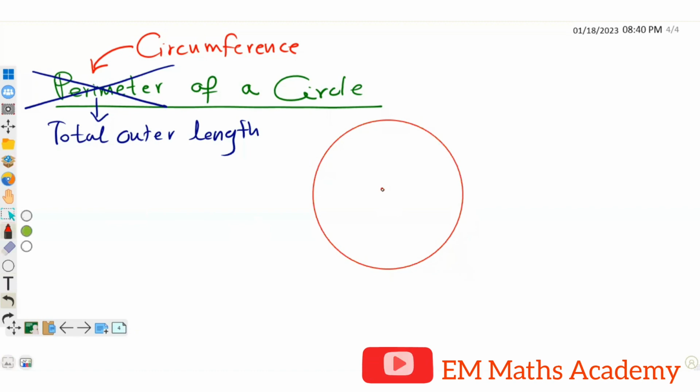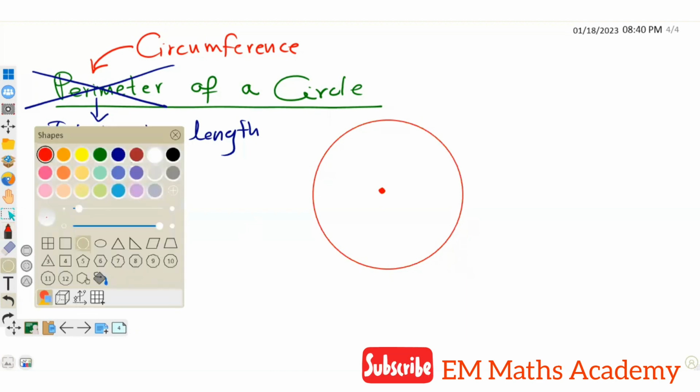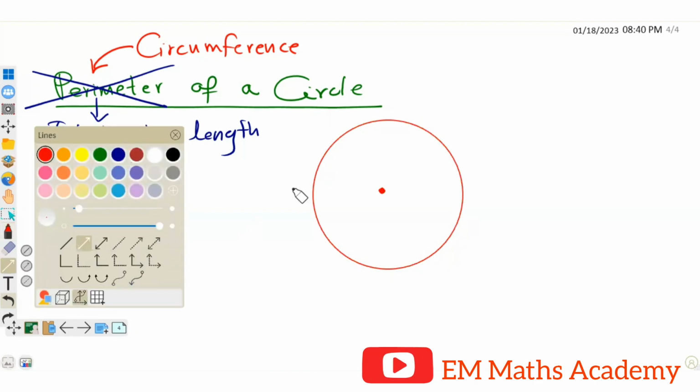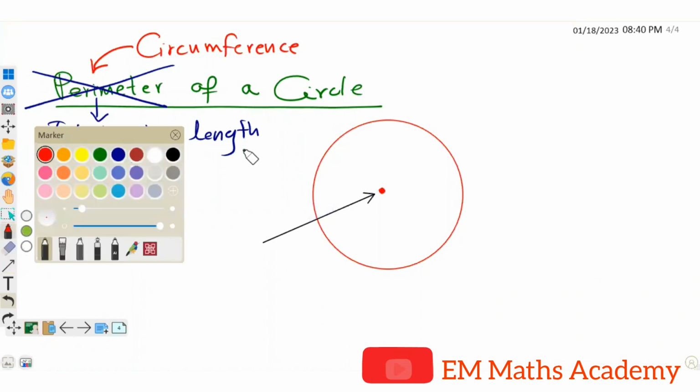The first thing is the middle of a circle. In mathematics, there is a particular word that we use to define that long phrase. Now, the total outer length of a particular closed plane figure is defined as perimeter. Likewise, for the middle of a circle, it is defined as what?